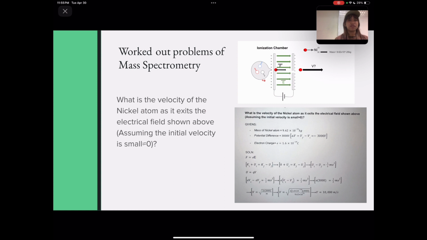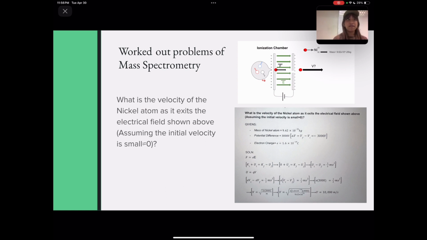For our next problem, we have: what is the velocity of the nickel atom as it exits the electric field shown above, assuming the initial velocity is about 0? So here we have our picture of our nickel atom leaving the mass spectrometer, and we need to find its velocity. We have our given of the mass, our potential difference, and our electric charge.